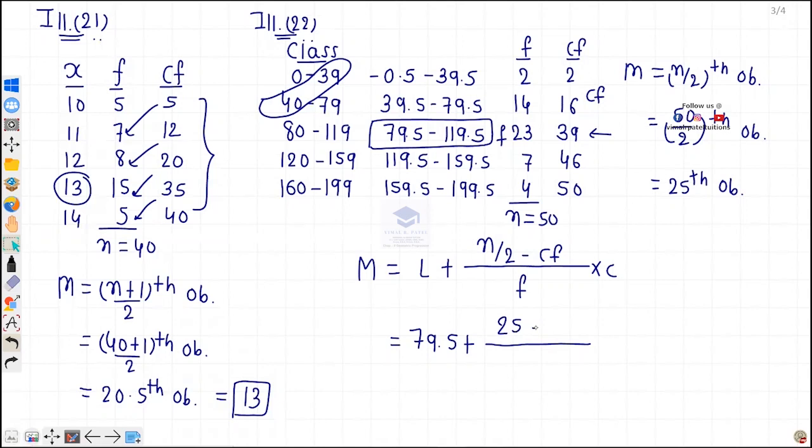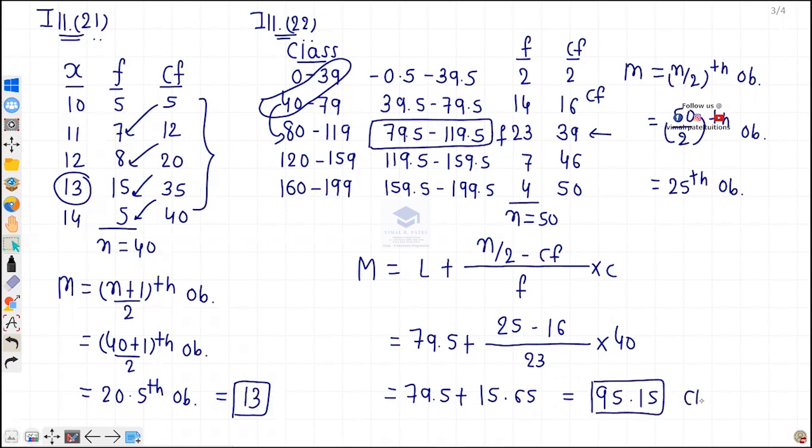N by 2 is 25, the cumulative frequency of the previous class is 16, the frequency of the same class is 23, and the class length of the particular class is 119.5 minus 79.5, or 80 minus 40, so the class length is 40. So 25 minus 16 into 40, divided by 23, that is 15.65, plus 79.5. So it will be 95.15. That is your answer. Okay? Clear?